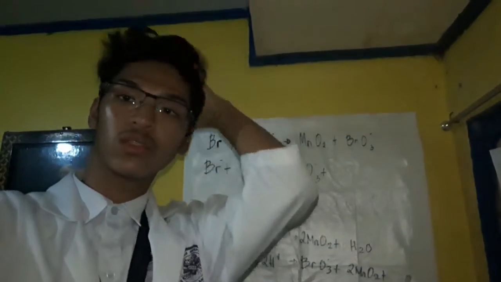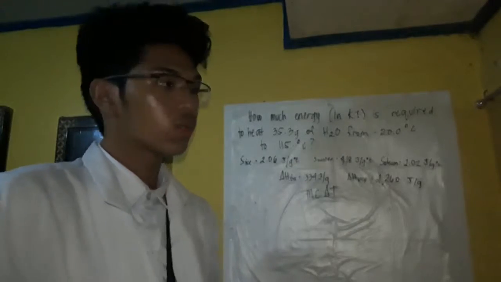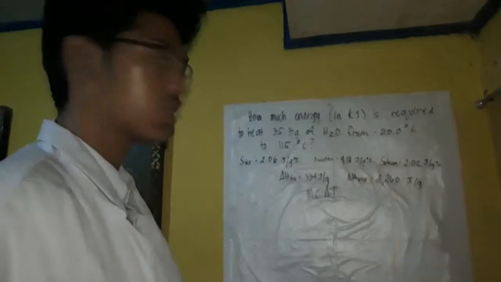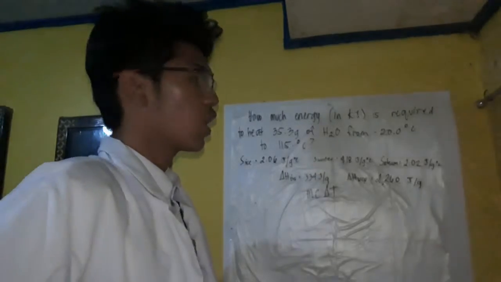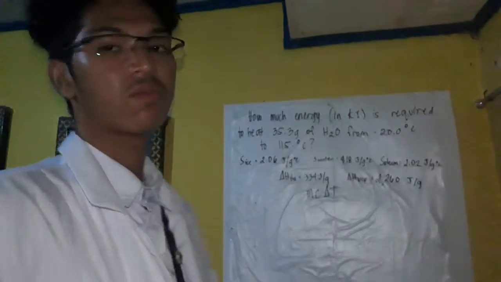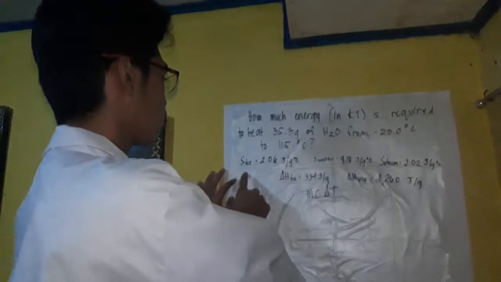So let's now proceed to the second one. We will now tackle the enthalpy change. This is the problem: how much energy in kilojoules is required to heat 35.8 grams of water from negative 20 degrees Celsius to 115 degrees Celsius? These are the guidelines.